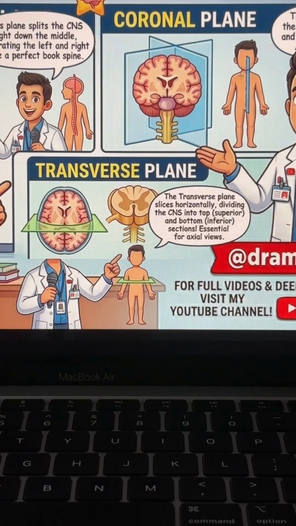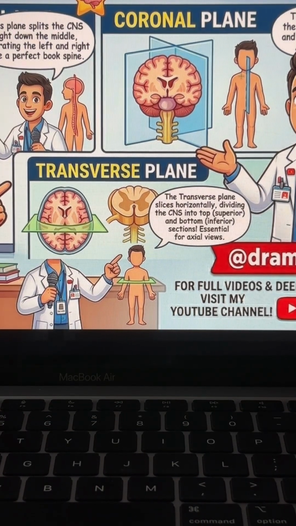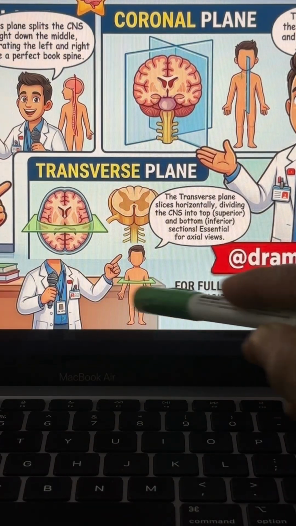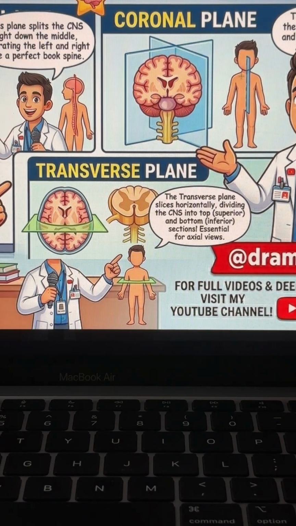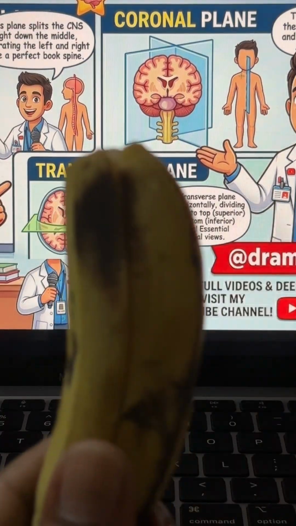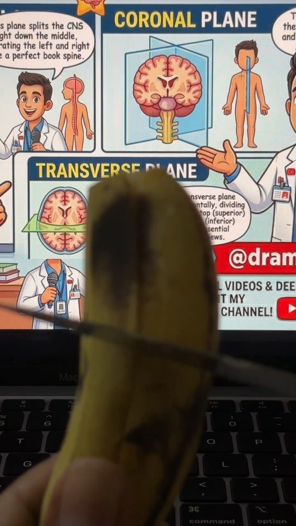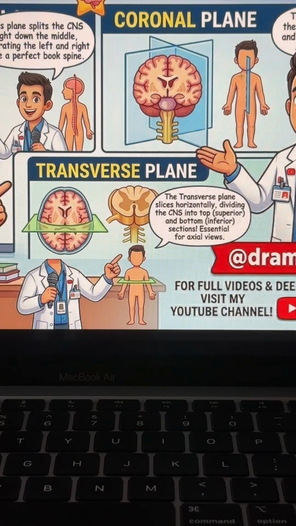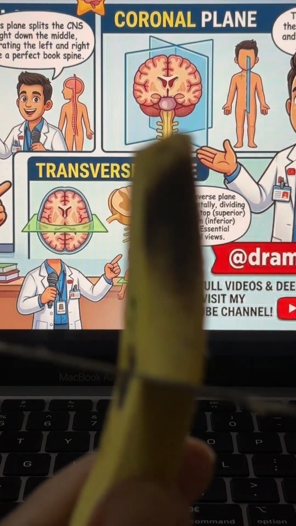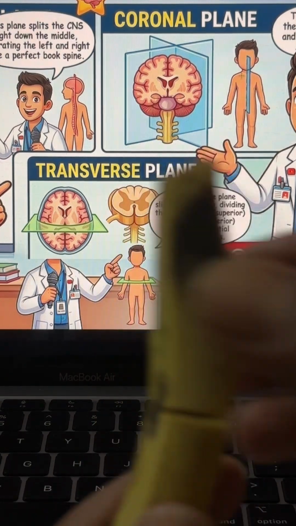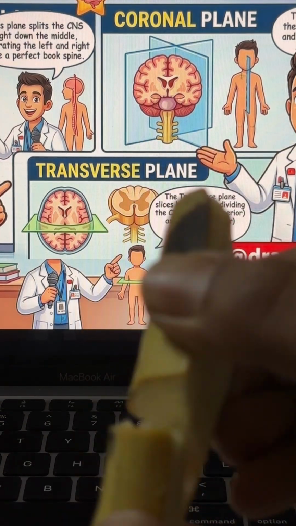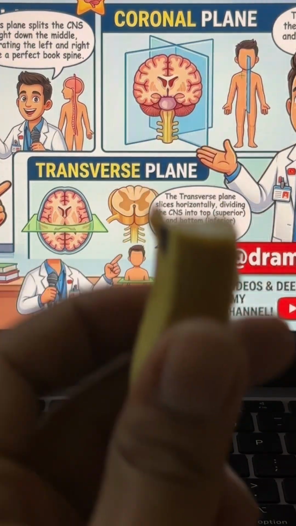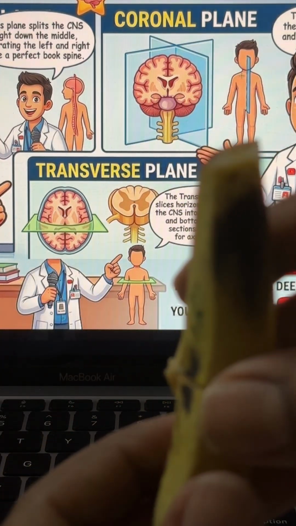Now we'll talk about the transverse plane. In the transverse plane, the body is divided into upper and lower halves. Suppose this is your body, and you cut it from here, into an upper half and a lower half. Suppose this is the upper part and this is the lower part. So this is your transverse plane.